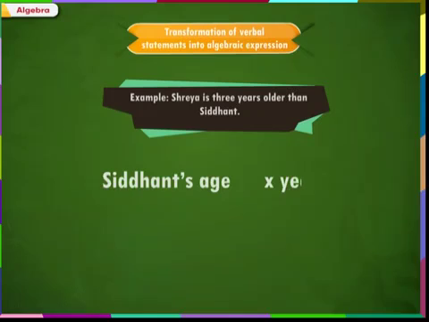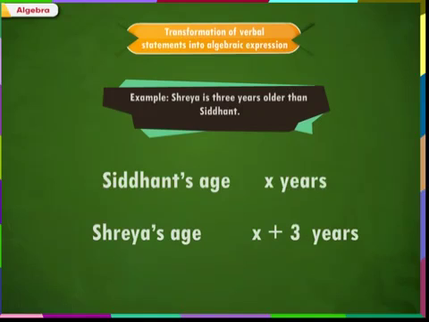Let Siddhant's age be x years. Then Shreya's age will be x plus 3, as Shreya is 3 years older than Siddhant.